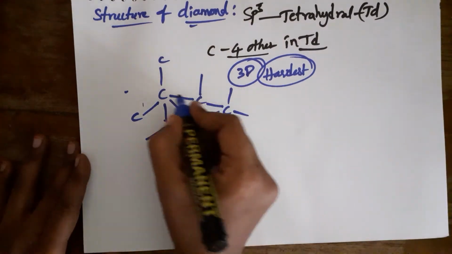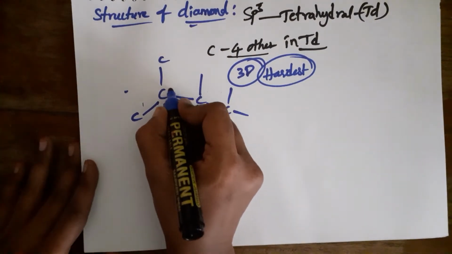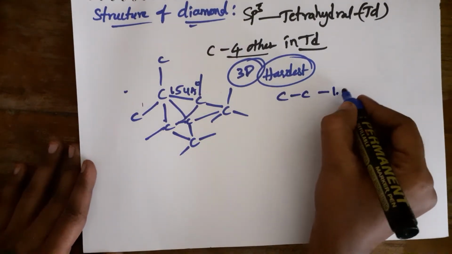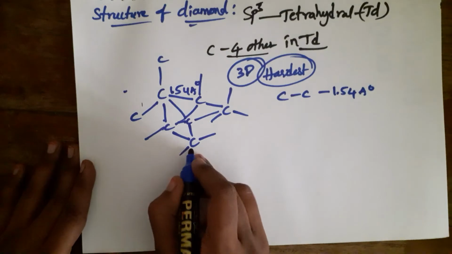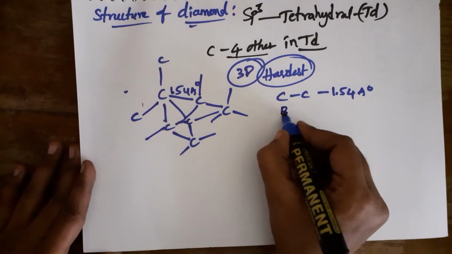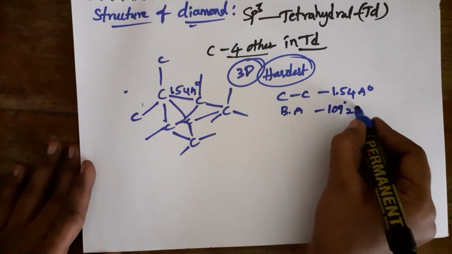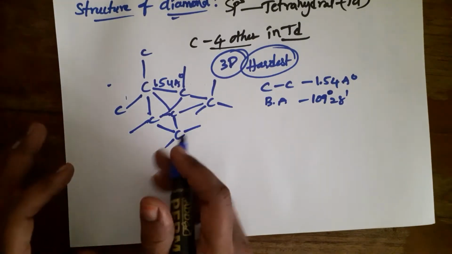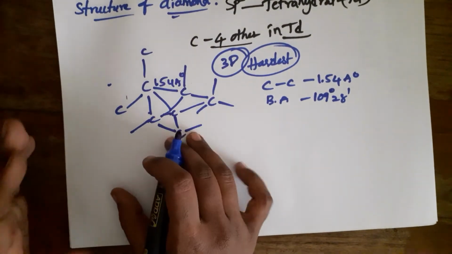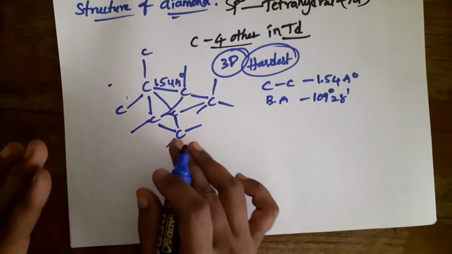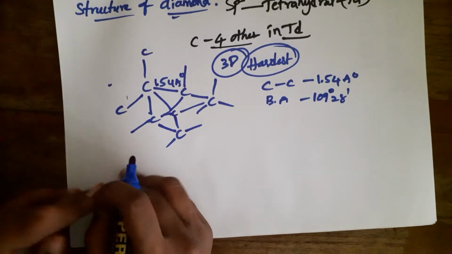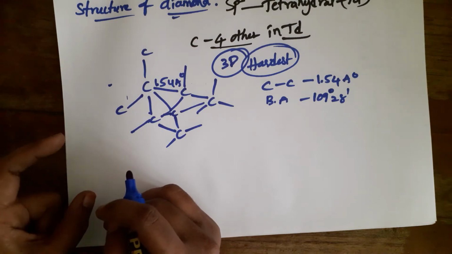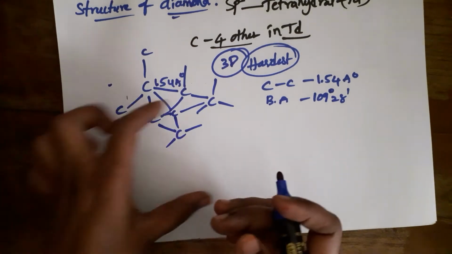The carbon-carbon distance in diamond is 1.54 angstroms, and the bond angle is 109 degrees 28 minutes. In diamond, the carbon atoms are held together compactly only by covalent bonds, and they are arranged in a three-dimensional manner, like a polymer.